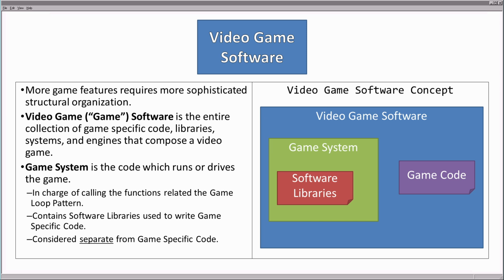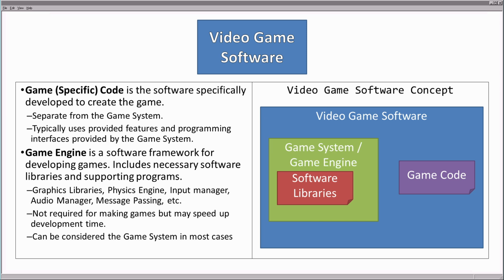Video game software or game software is the entire collection of the game-specific code, libraries, systems, and engines that compose a video game. The game system is the code which runs or drives the game. It is in charge of calling the functions that are related to the game loop pattern. It contains software libraries that are used to write the game-specific code. It's also considered to be separate from the game-specific code itself. A game engine provides many of the features common in modern games. We do not need a game engine to make a game, but as a developer, it does speed up the process.